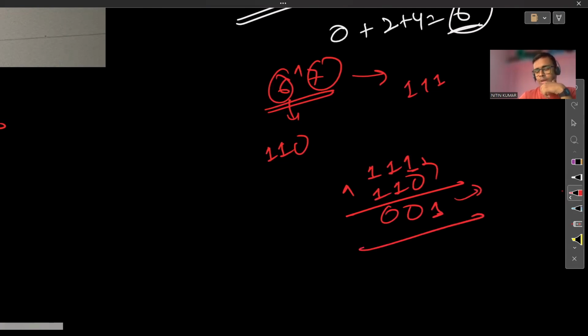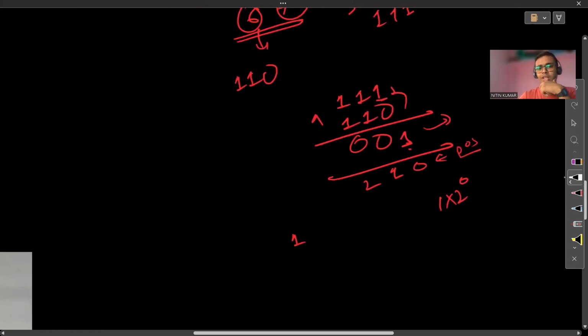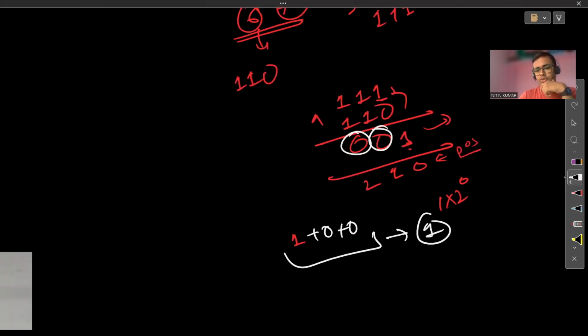Now it is a binary value, so we have to convert it into decimal. So it is position 0, position 1, position 2. This value is 1 into 2 to the power 0, because the position is 0. So 2 to the power 0 becomes 1, and 1 into 1 gives me 1. The remaining positions don't contribute any value because both of them are 0, so 0 plus 0. So the overall value is 1. The decimal value from this binary value is 1.